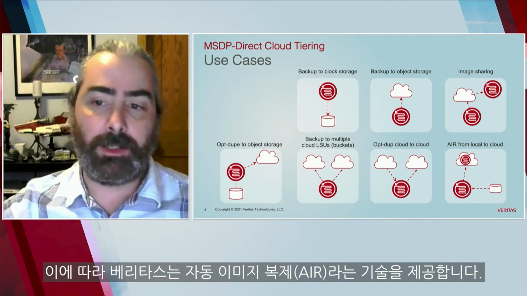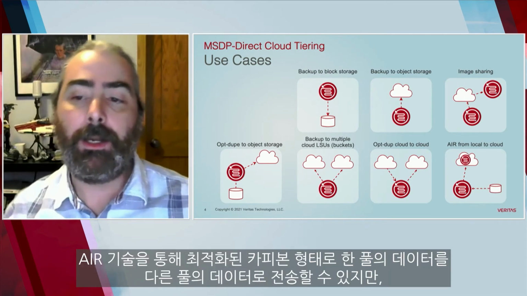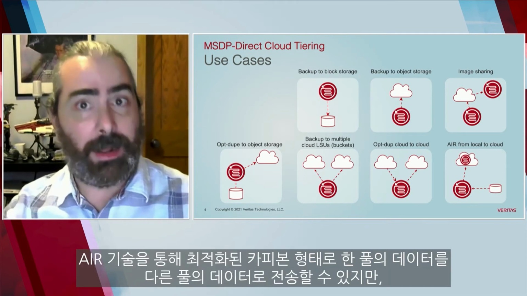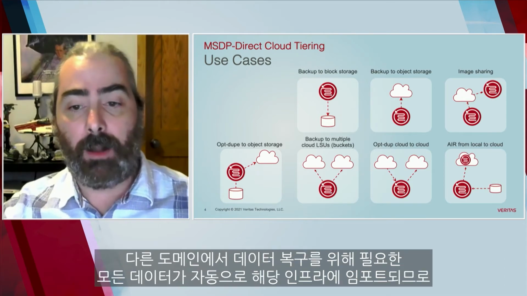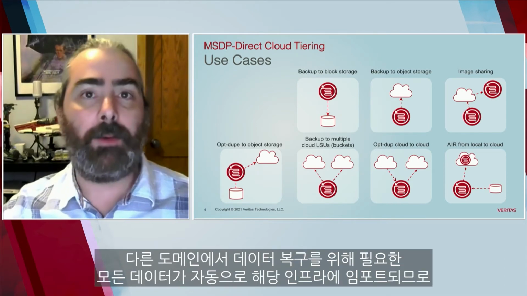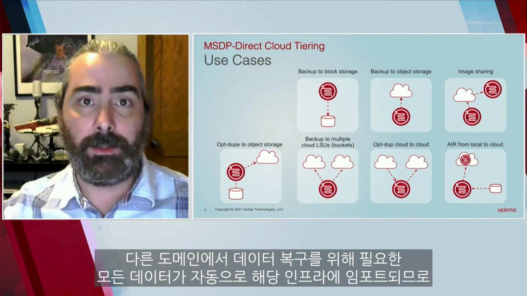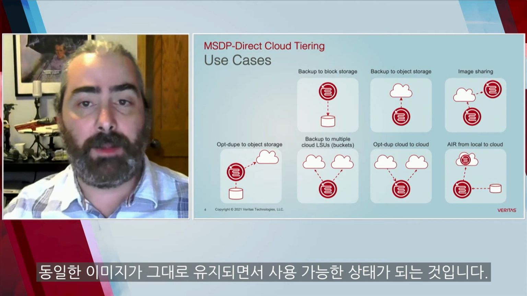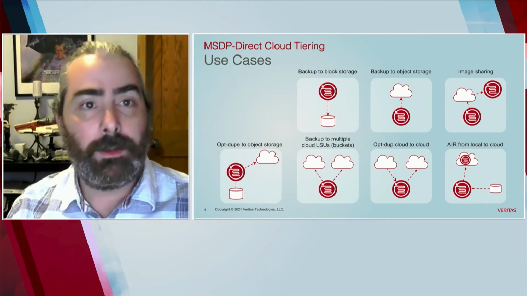So we have a technology we call automatic image replication. This allows basically one pool's data to be sent to another pool's data, still optimized copy, but all of the data that the other domain would need to know how to recover that data is automatically imported into that infrastructure so that those same images are there and ready for you to use.